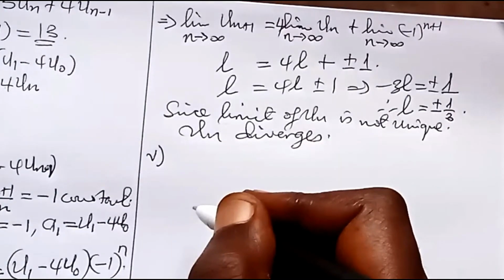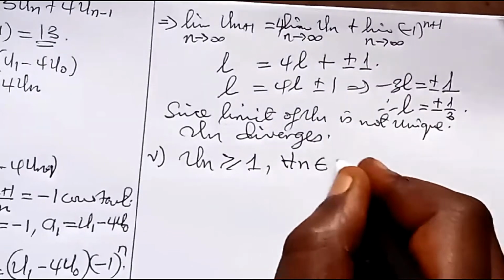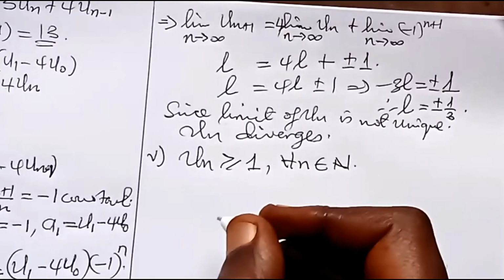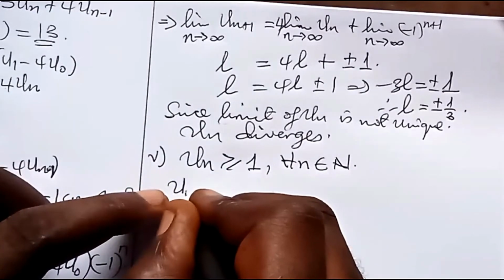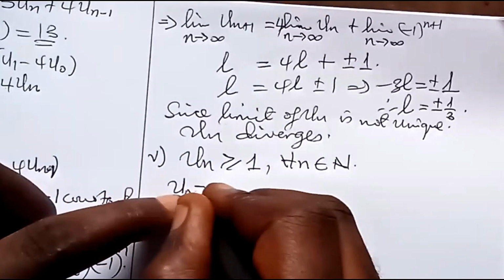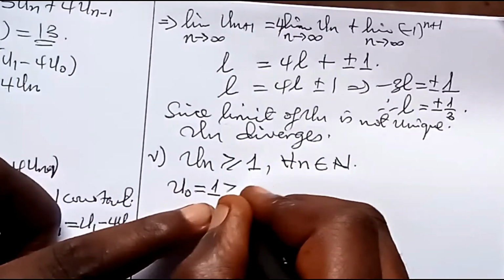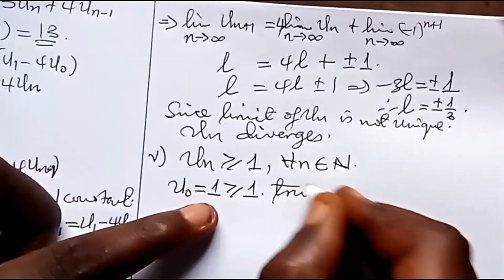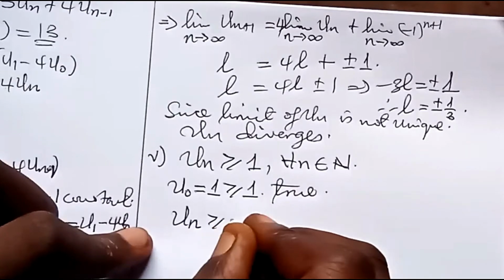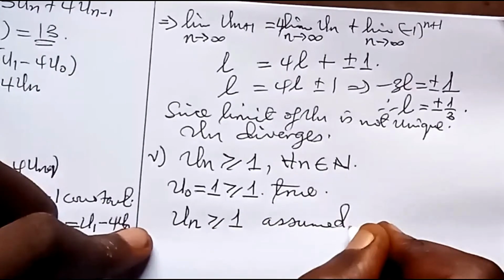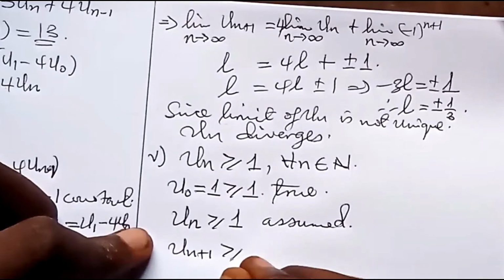Then Roman 5, we're asked to show that un is greater than or equal to 1 for all n elements of natural numbers. To prove this one, we actually use proof by induction. We start with the base step, the first term of un, which is u naught, and is given in the equation as 1, and obviously u naught respects this condition because 1 is greater than or equal to 1, so this is true. And then the hypothesis step, we're going to assume that un is greater than or equal to 1, and then use it to prove that un plus 1 should be greater than or equal to 1.